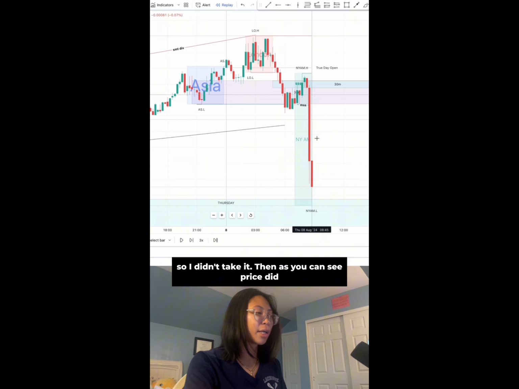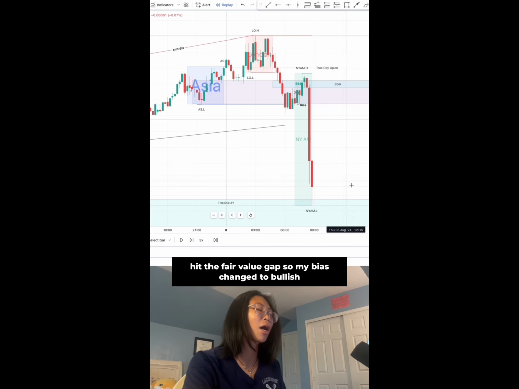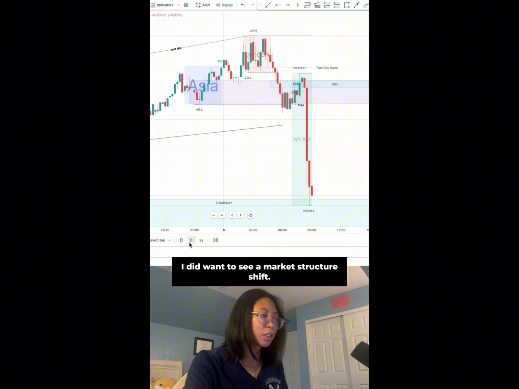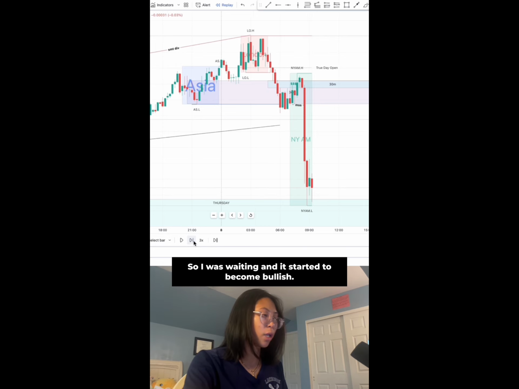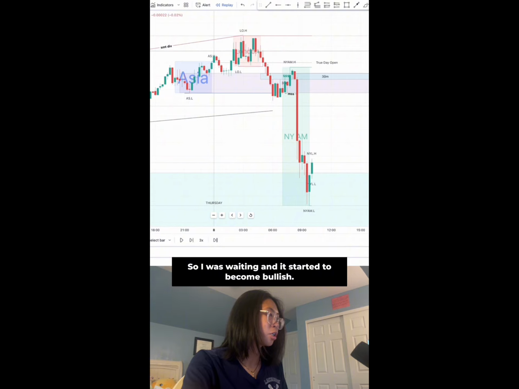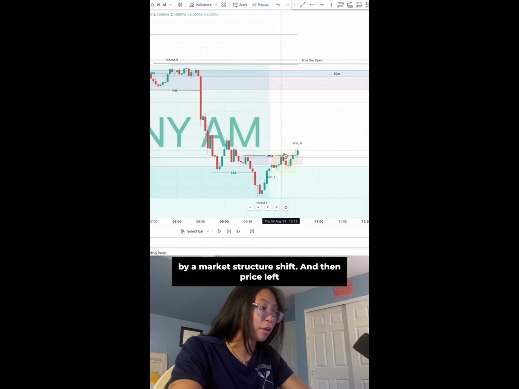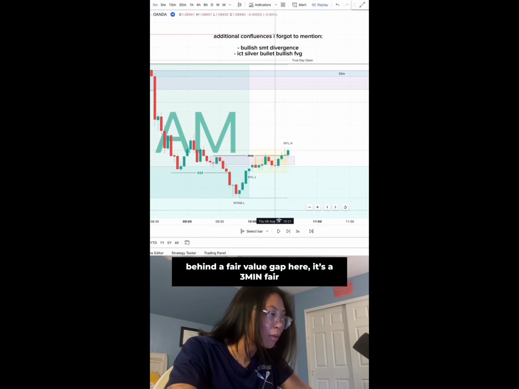Then, as you can see, price did hit the fair value gap, so my bias changed to bullish. And so I was waiting to see how price delivered. I did want to see market structure shift, so I was waiting and it starts to become bullish. So now dropping down to the 3-minute, we see here that price took liquidity, followed by a market structure shift, and then price left behind a fair value gap here.